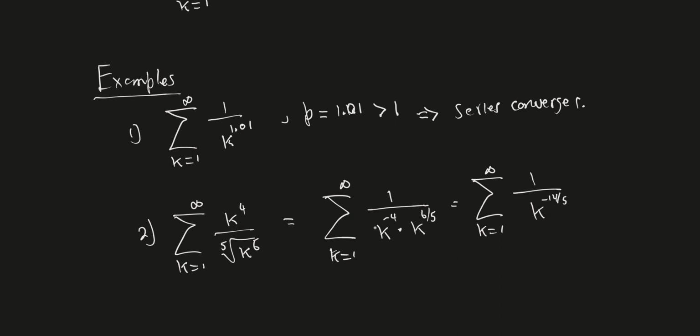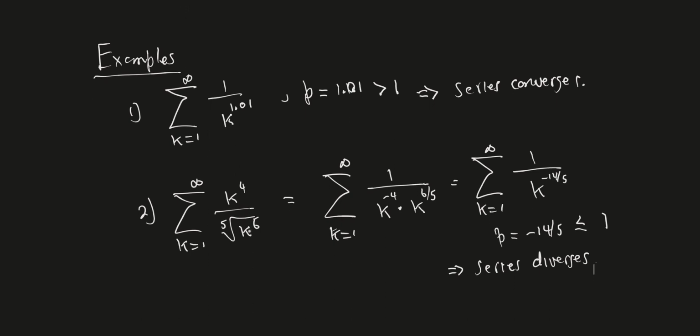So if we were asked to identify the p, then we would want to go through this particular process. Then we would see that p is equal to negative 14 over 5, which is less than or equal to 1. And because of that, by our test, the series diverges. So again, a very easy test to apply.